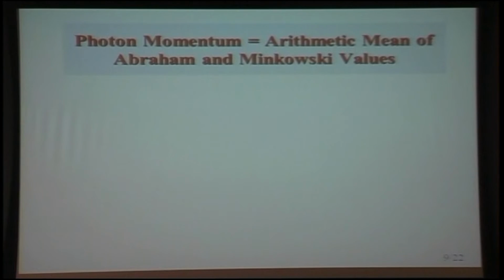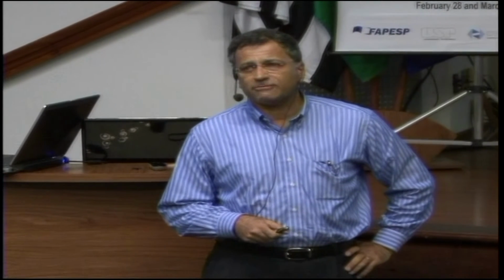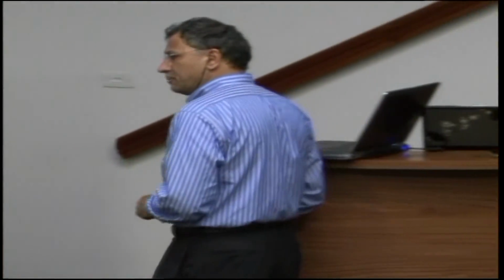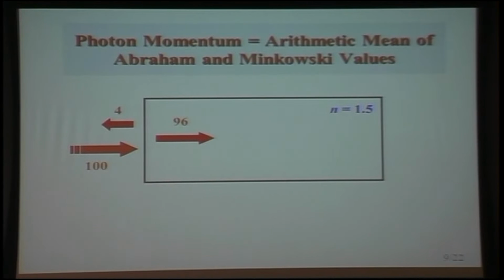So I want to argue here that the momentum of light inside a material medium is exactly halfway between the Abraham and Minkowski values. It's neither this nor that. It's exactly halfway in between. And here's the simple argument. Suppose I have a piece of glass of refractive index 1.5. Any refractive index will do. But just for the sake of argument, let's say that we have a piece of glass.